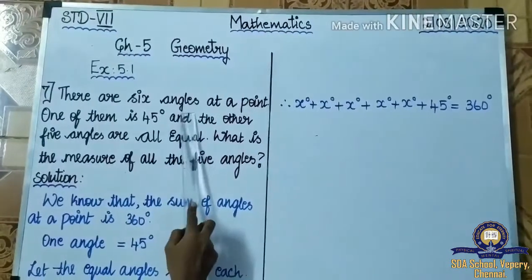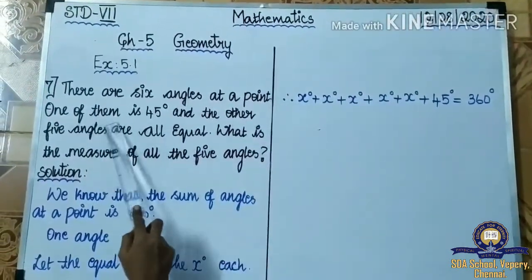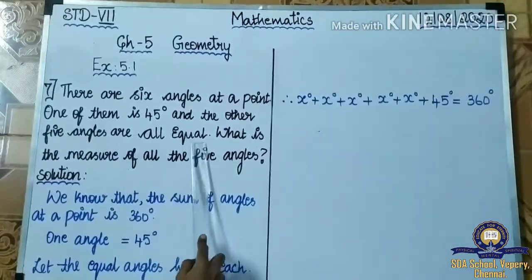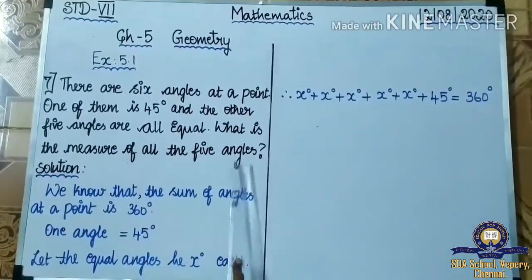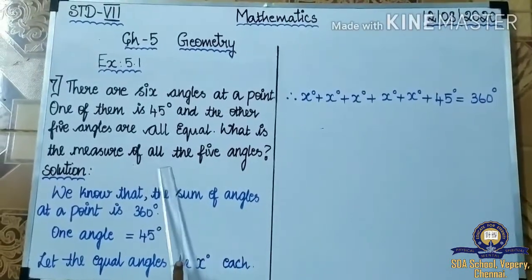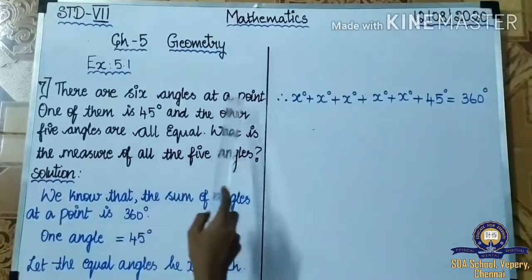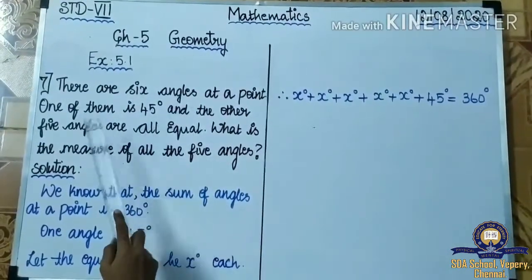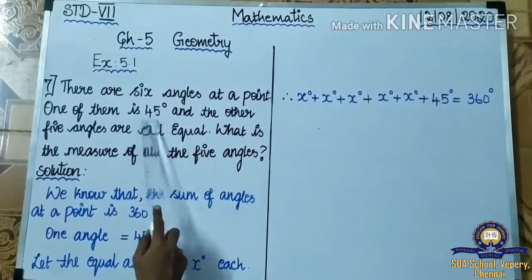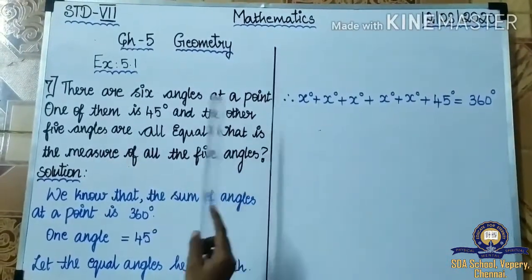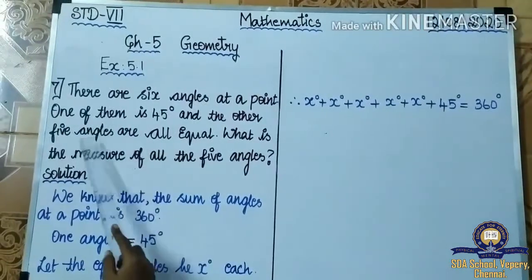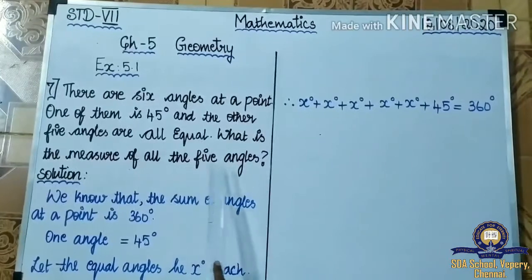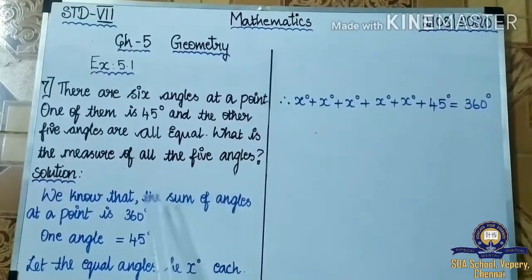There are 6 angles at a point. One of them is 45 degree and the other 5 angles are all equal. What is the measure of all the 5 angles? See, in this question, they have given 6 angles at the point. In those 6 angles, they have given only one angle, it is 45 degree. Then we should find the other 5 angles, which are all equal, right? So what is the measure of all 5 angles? Let's see the solution.